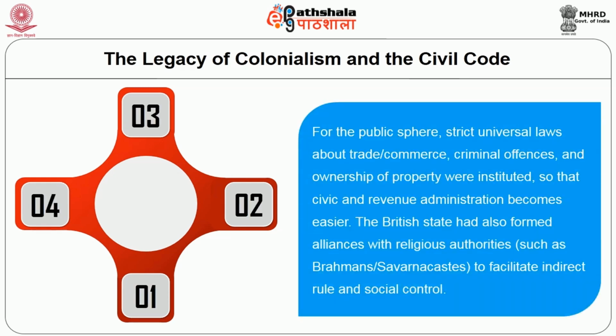For the public sphere, strict universal laws about trade, commerce, criminal offences and ownership of property were instituted so that civic and revenue administration becomes easier. The British state had also formed alliances with the religious authorities such as the Brahmanas and the Savarna caste to facilitate indirect rule and social control.